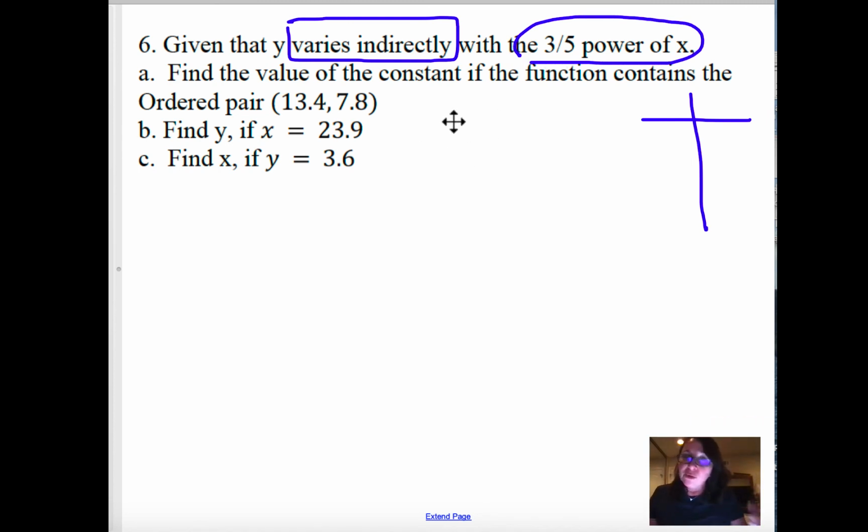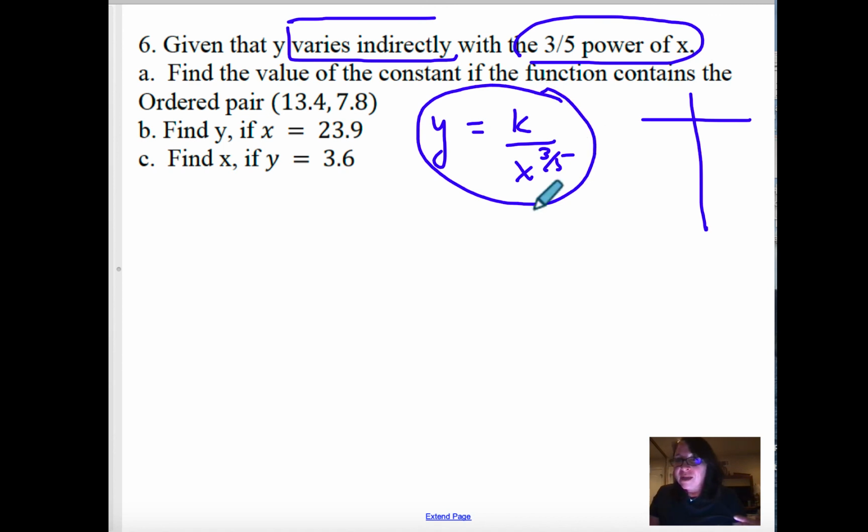So your number 1, find the general equation. So y equals k, and it's directly, so it's going to be times x to the 3/5 power. Done. So now we have to find k. And did it say indirectly? Oh, it did. Oh. Indirectly. This is directly, and let me fix that. Varies indirectly. Indirectly means divide. So here we go. I almost made a mistake. Almost. Okay, here we go. K over x to the 3/5 power. So now we found the general equation.